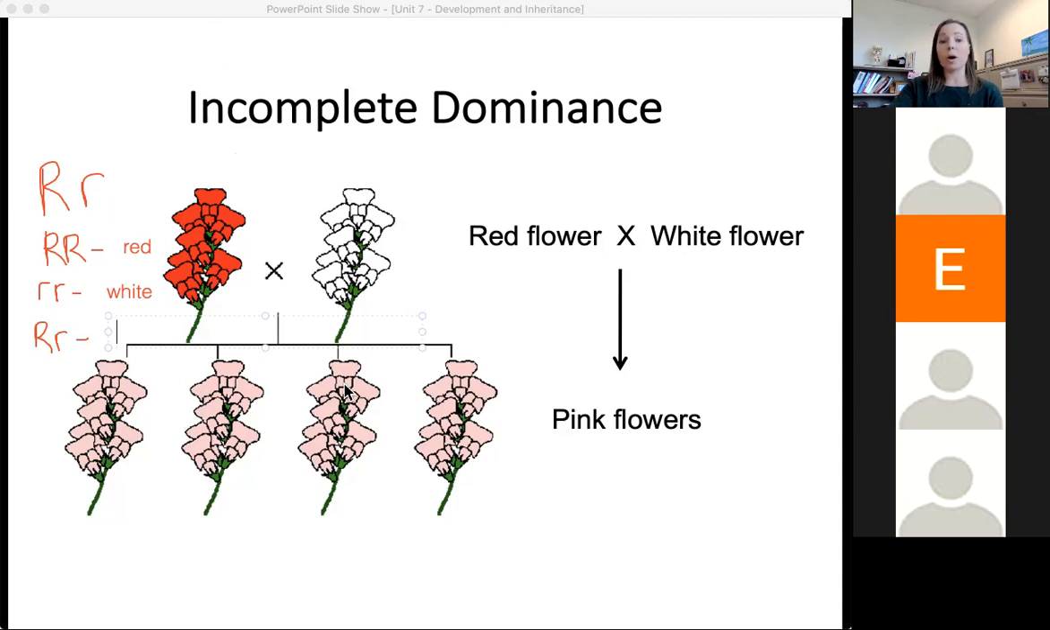So if you put one red and one white together and you mix them together, the result is pink, like an intermediate between red and white. So that's not very common, but that does exist. Wow. So that's a different type of dominance. Incomplete dominance is where neither one is dominant over the other. So if you have one of each allele, what you see is a combination of the two.